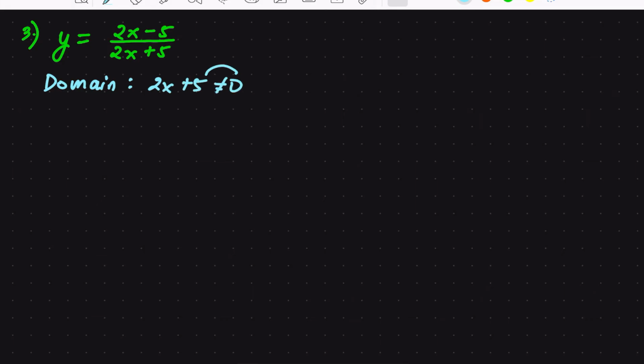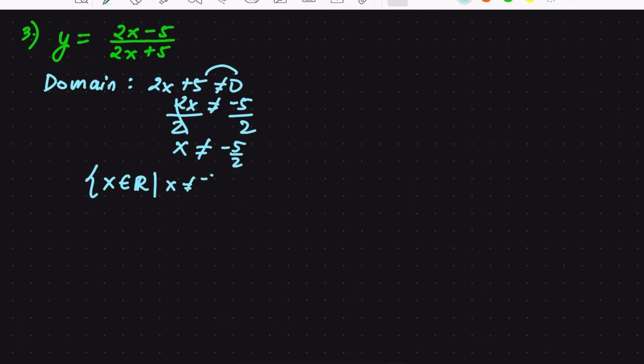Solve for x. So, we have 2x should not equal to negative 5. Divide both sides by 2. X is not equal to negative 5 over 2. So, pwede nating sabihin na ang domain natin, x is element of all real numbers such that x is not equal to negative 5 over 2. So, that is our domain.